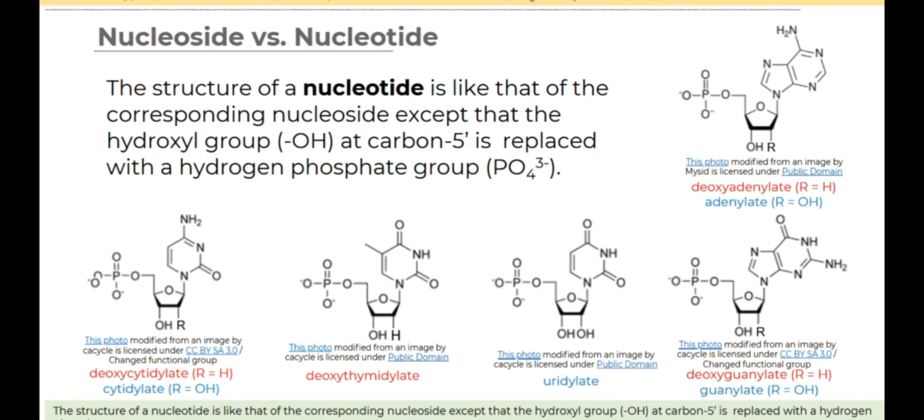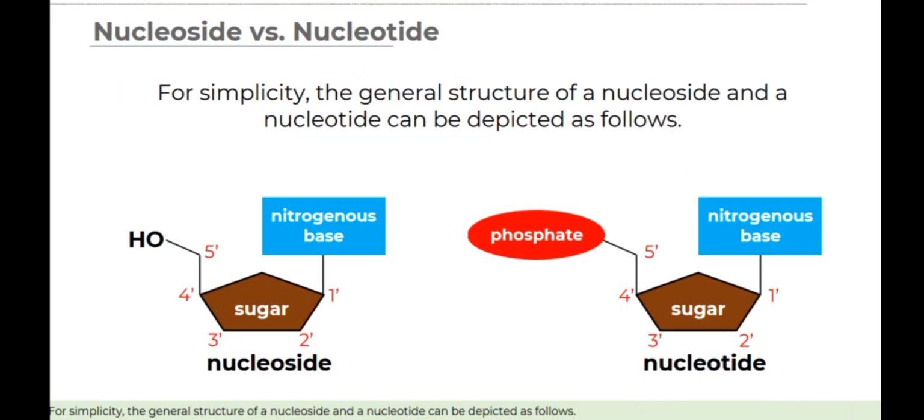The structure of a nucleotide is like that of the corresponding nucleoside, except that the hydroxyl group at carbon 5 is replaced with a hydrogen phosphate group. For simplicity, the general structure of a nucleoside and a nucleotide can be depicted as follows. A nucleoside is formed of a pentose sugar, a nitrogenous base, and a hydroxyl group, while a nucleotide is formed of a pentose sugar, a nitrogenous base, and a phosphate group.